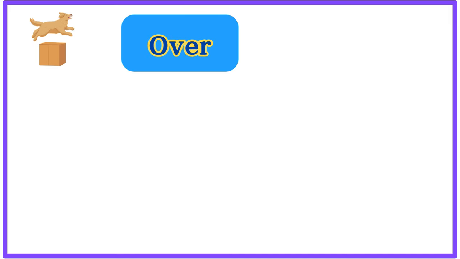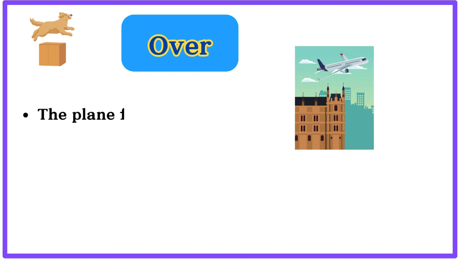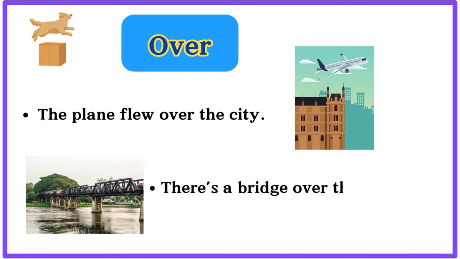Over. The plane flew over the city. There's a bridge over the river.